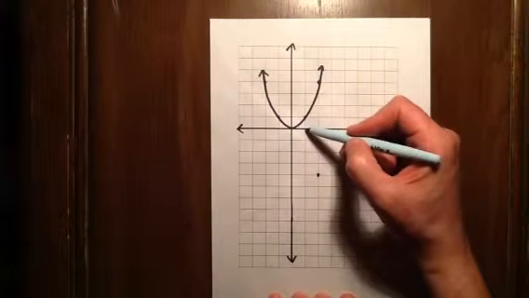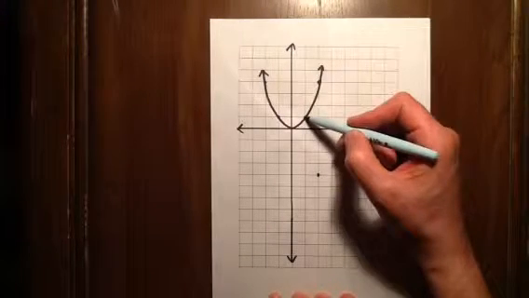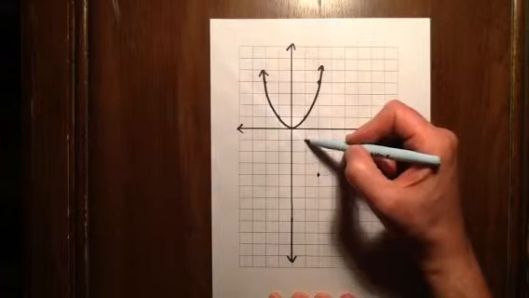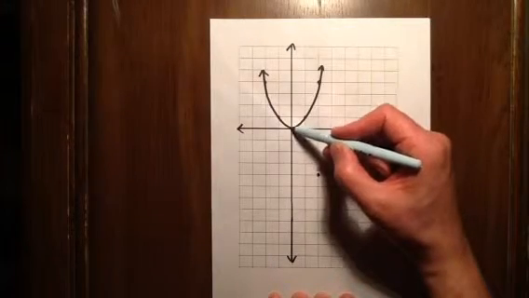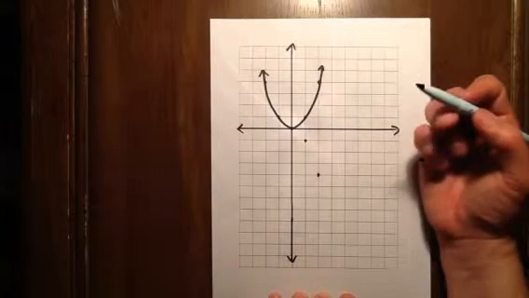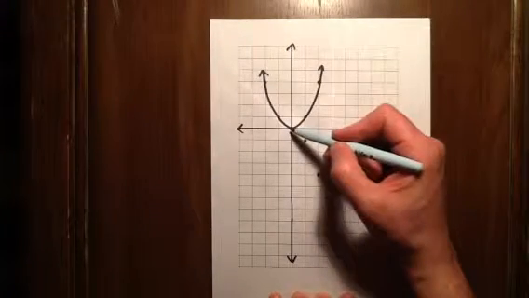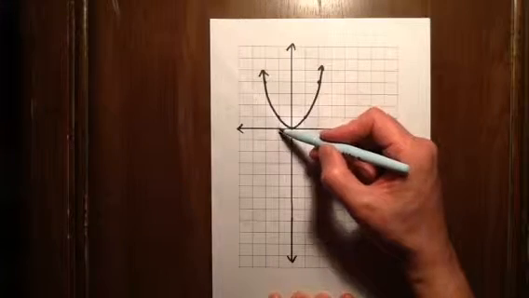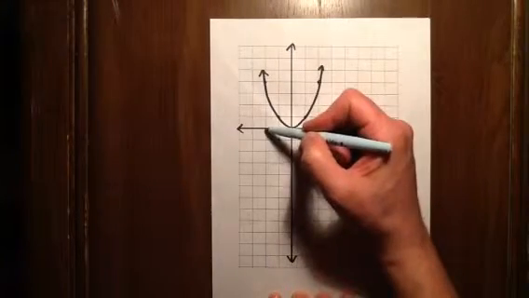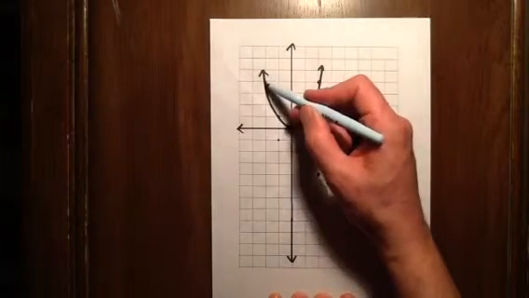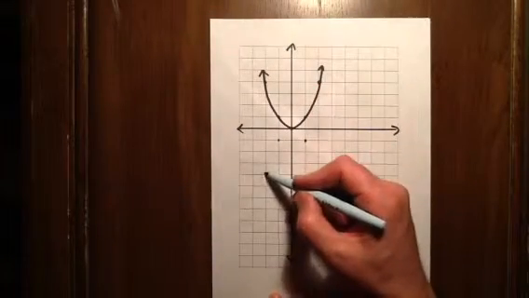And this point is (-1, 1). Well, instead of being 1 unit above, it's going to be 1 unit below. This point is (0, 0), so it's going to actually still be 0, to be honest with you. Now this next point is (1, 1). Instead of being 1 unit above, it'll be 1 unit below. And this next point is (2, 4). Instead of being 4 units above, it'll be 4 units below.